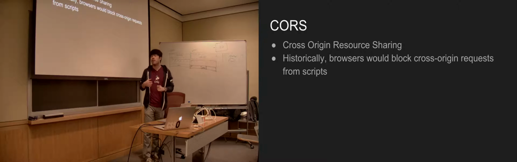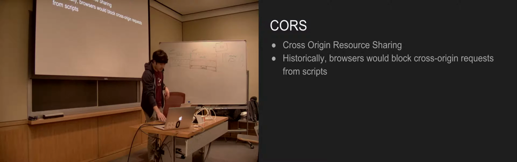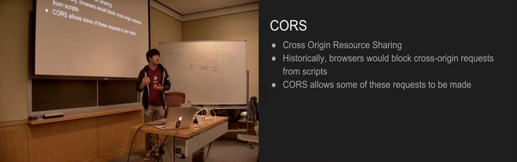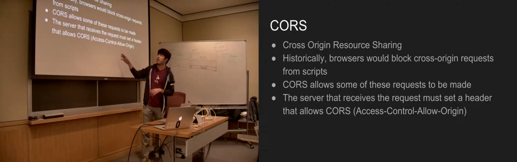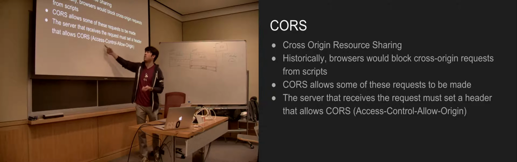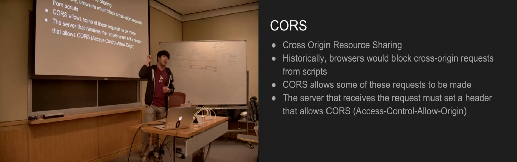But a lot of developers were annoyed about that, because it's not rare that you will have to request something from another origin. So what happened? Well, CORS allows some of these requests to be made. The server that responds actually has to set a particular header that allows CORS, and that header is called Access-Control-Allow-Origin.